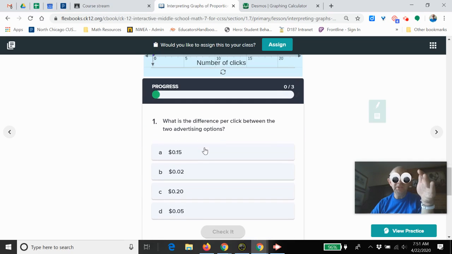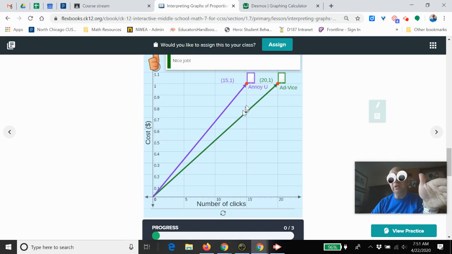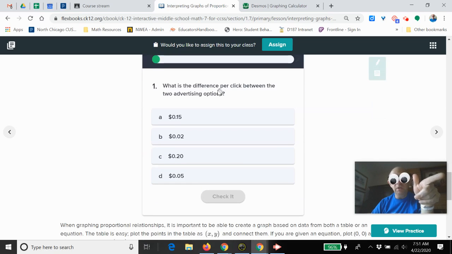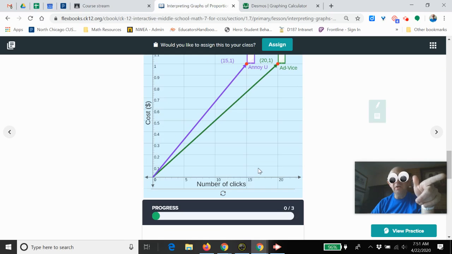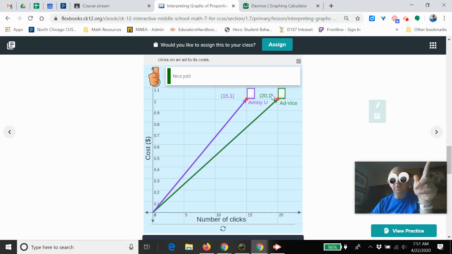So the question is, what is the difference between clicks? Now you're looking at this and you're saying 20 minus 15 is 5. So I'll go with 5 cents. And you'd be wrong. Because this is our constants, right? So this constant is 1 divided by 20. And this constant is 1 divided by 15.